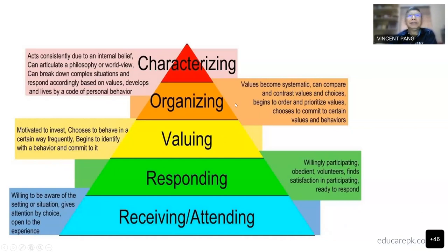Organization is something more consistent. Values become systematic. The student can compare and contrast values, can prioritize, can commit to values. And the highest is characterization. The value has become the character of the person. So when it comes to characterization, there's no compromise. The value is always being practiced.